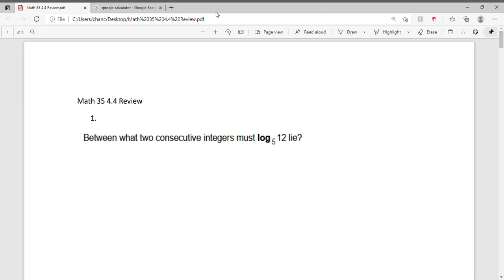Let's start the review for section 4.4. Between what two consecutive integers must log base 5 of 12 lie? Well, let's look at what the log represents. We're looking for the exponent that we need to raise the base to. In our case, the base is 5 and the argument is 12. So what's the exponent that I need to raise the base, which is 5, to so that it's equal to 12? That's what this is trying to figure out. So 5 to what power gives you 12?